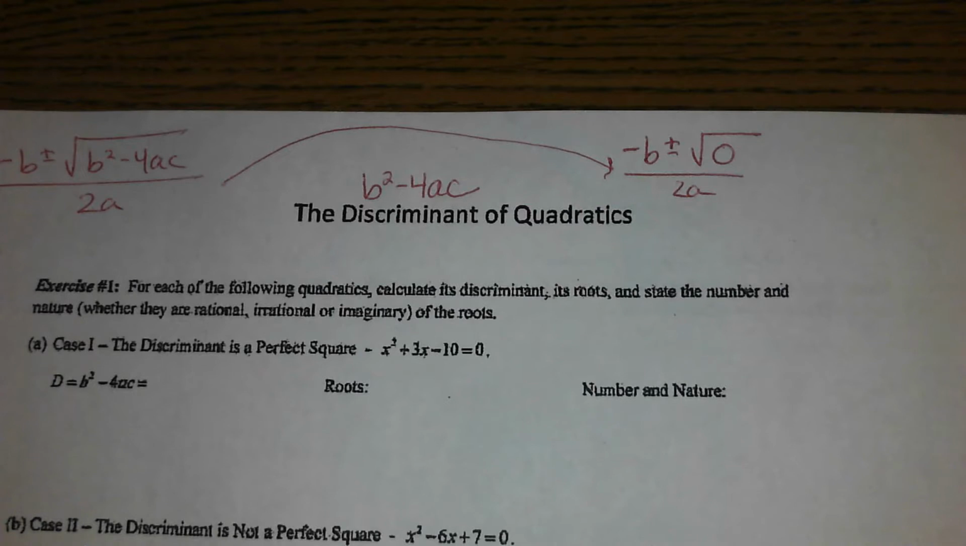Is when you try to take the square root of 0, is that going to be a real number or an imaginary number? It's 0. The square root of 0 is 0. That's a real number, right? So you're going to get real answers here. How many?